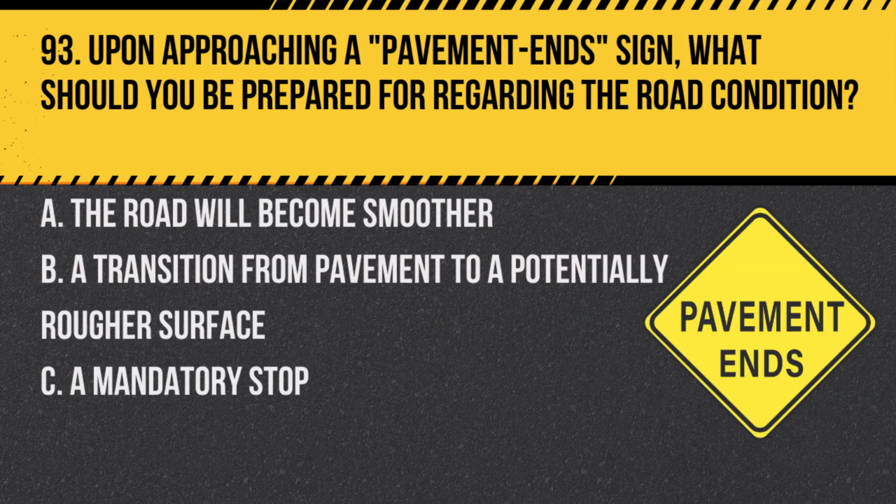Question 93. Upon approaching a pavement end sign, what should you be prepared for regarding the road condition? A. The road will become smoother. B. A transition from pavement to a potentially rougher surface. C. A mandatory stop. Answer: B. A transition from pavement to a potentially rougher surface. Be ready for changes in traction and road quality.